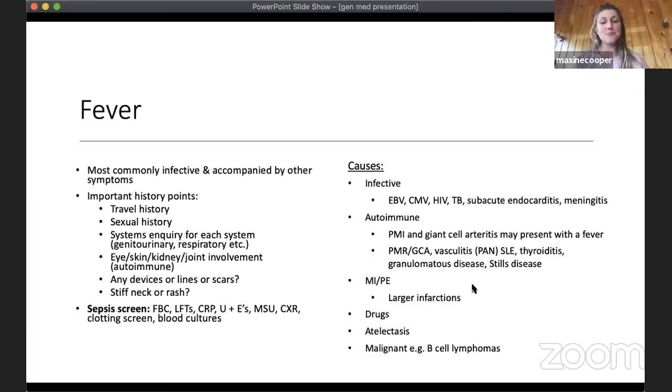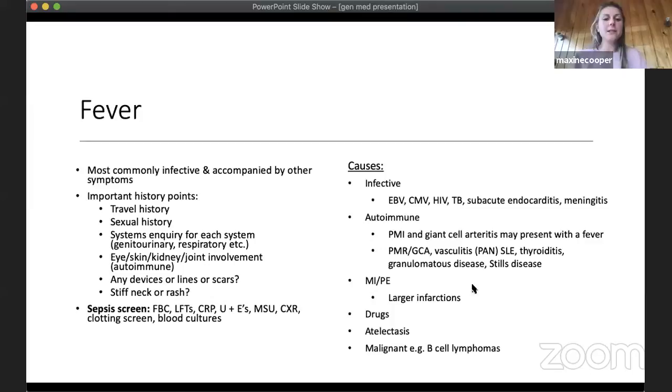Screening for infection, of course, so all your organ systems, urinary symptoms, lung symptoms, travel history and sexual history is really important. But also looking for any devices, any surgical sites or anything that could be infected, and asking about joints, rashes, skin, eyes, things like that that might indicate an autoimmune problem is really key as well. And a septic screen is what you're probably going to want to do in terms of investigations, which I've listed there. It's pretty much a screen through most of your body to identify any infection or cause of a sepsis.